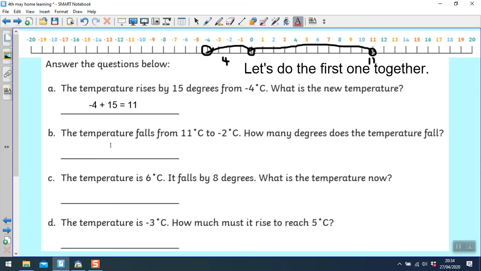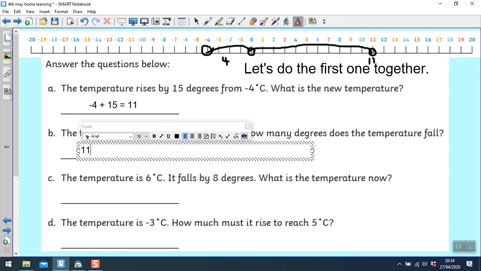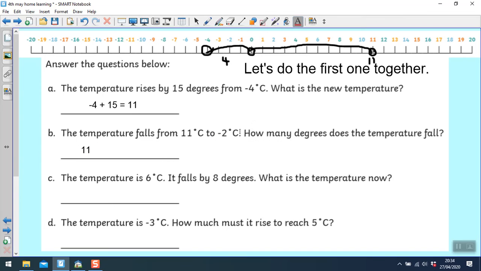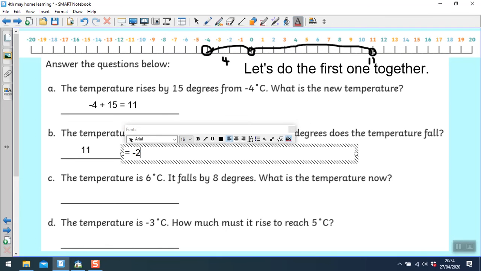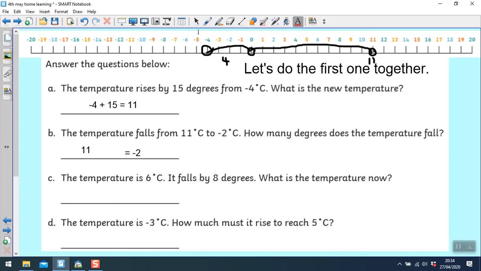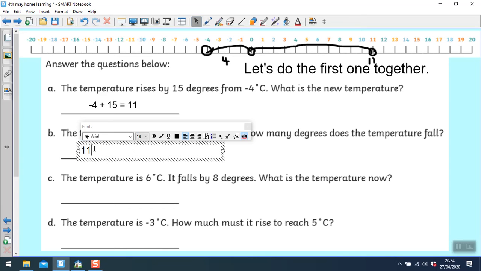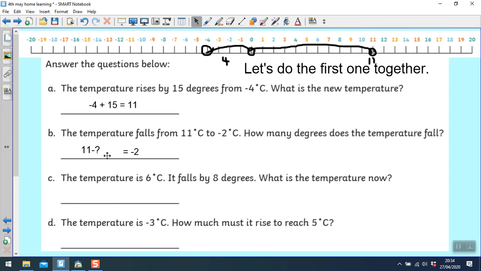Okay, this time the temperature falls from 11 degrees to 2 degrees. So it was 11 degrees and it's now fallen to 2 degrees. So 11 something, think about the operation, equals negative 2 degrees. How many degrees does it fall? So if it's falling, it's getting less. So 11 take away something equals negative 2.